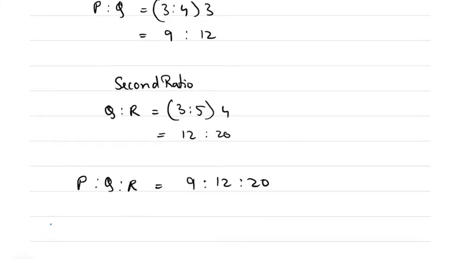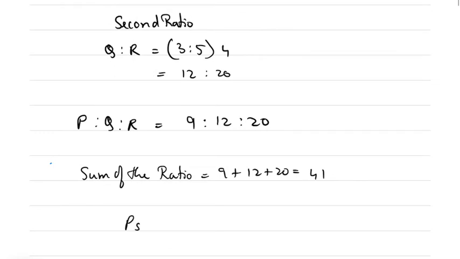Correct. The sum of the ratio is 9 plus 12 plus 20. It comes to 41. So P's share is equal to 574 into 9 by 41.